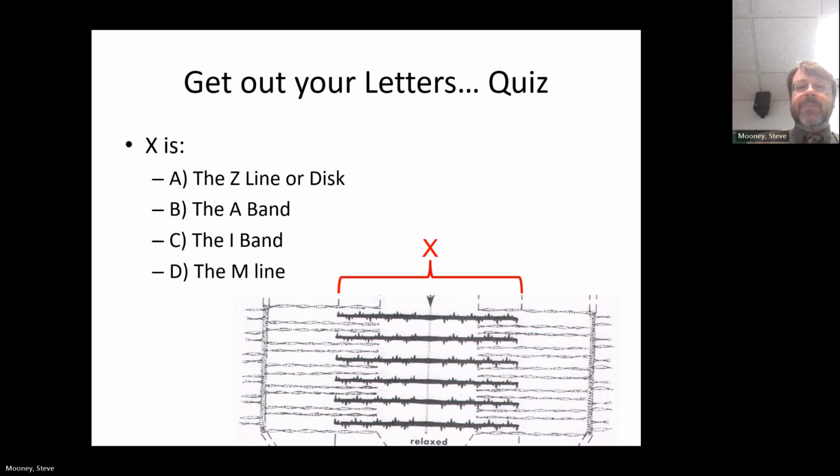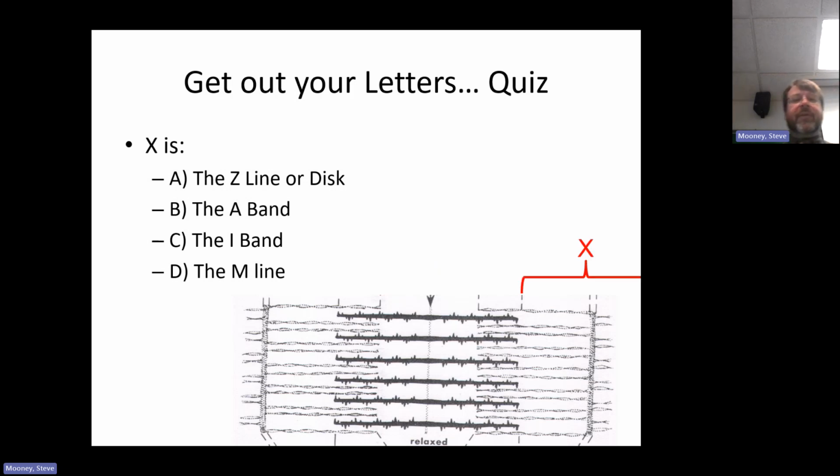What's this? So we're looking at the A band. How do we define the A band? Does anybody remember? The A band runs from this end of the thick filament to this end of the thick filament, so that never changes in width.